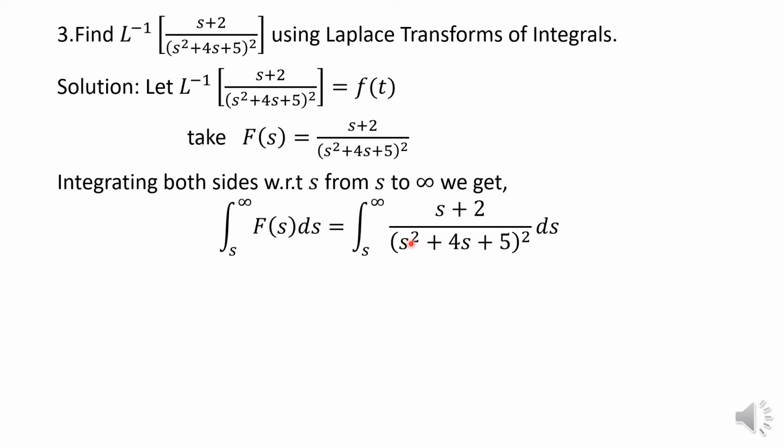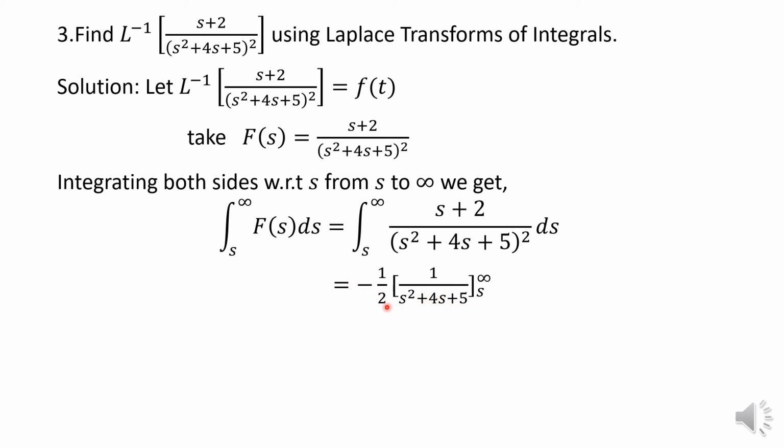So we can put s square plus 4s plus 5 is equal to t and differentiate that. You will get (2s plus 4) ds is equal to dt. Therefore in the numerator we are having 2s plus 4. After multiplying and dividing by 2, (2s plus 4) into ds, we can replace it by dt, divided by this quantity, which is t power 2. So it becomes dt by t square, whose integration is minus 1 by t. Therefore the answer is minus 1 by s square plus 4s plus 5.